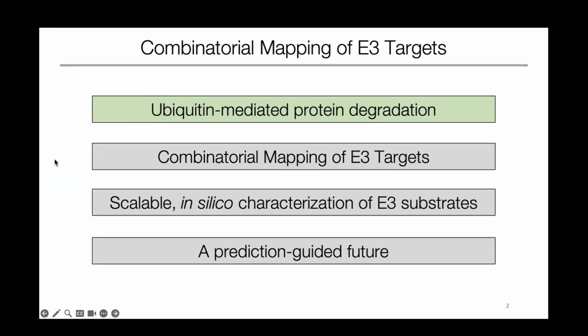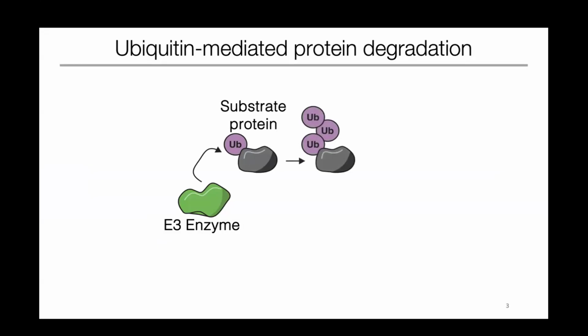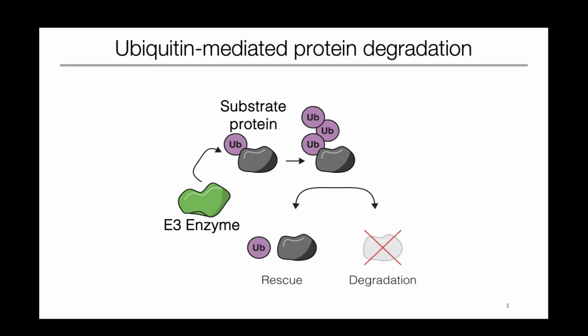This is just an outline of the talk. I'll start off, even though I likely don't need it for this audience, with some background about ubiquitin-mediated protein degradation. When I started graduate school, I got interested in physiological protein degradation. This starts with these E3 enzymes that conjugate this ubiquitin protein onto substrates, and chains of ubiquitin are built up on the substrate proteins. This can have two consequences. The protein can be rescued if the ubiquitin is cleaved off of the substrate by enzymes called deubiquitinases, or the protein can be targeted to the proteasome for degradation.